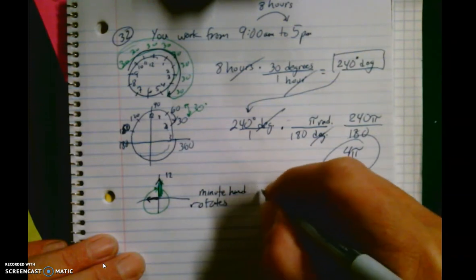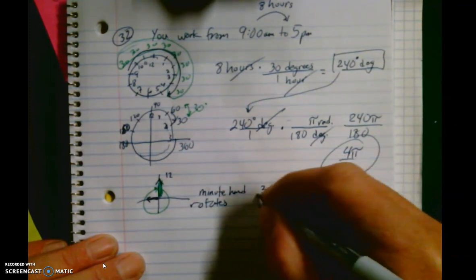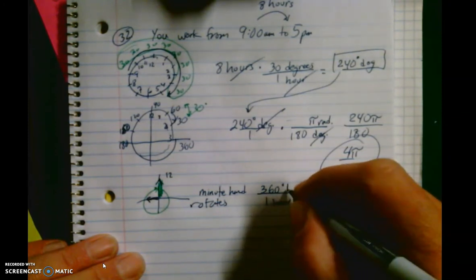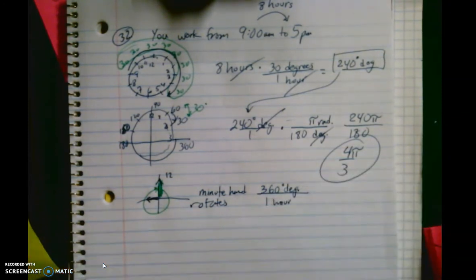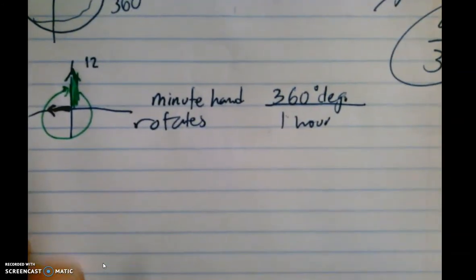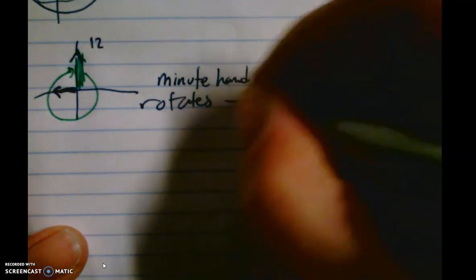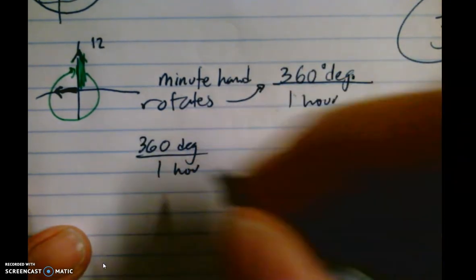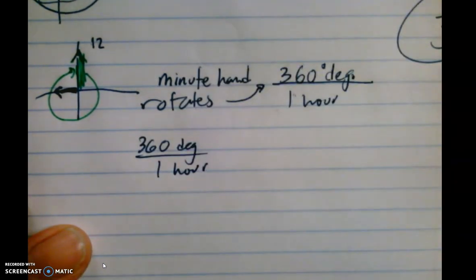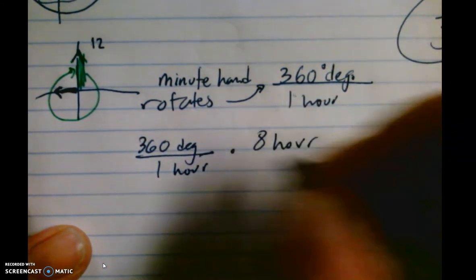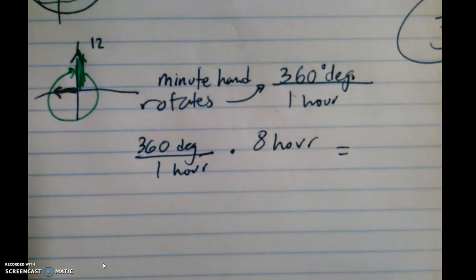The minute hand rotates 360 degrees per hour. So the minute hand rotates 360 in 1 hour. But we said at the beginning you're working 9 to 5, you're working 8 hours, so times that by 8 hour shift, and now there's going to be your answer.